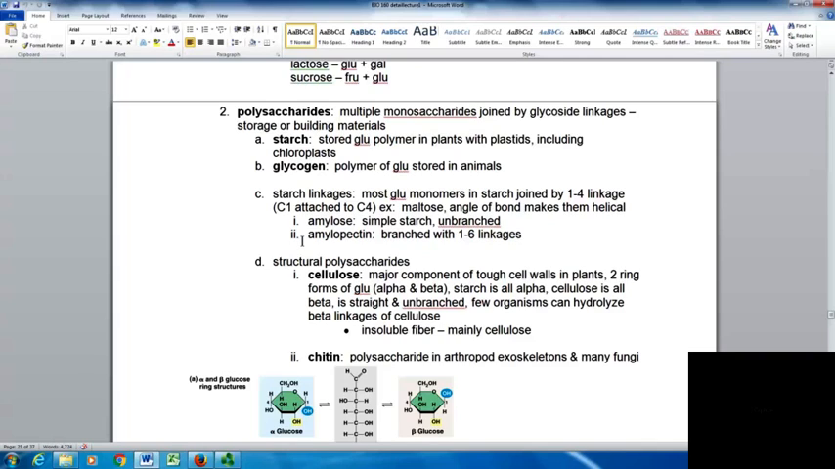So one place that you may see pectin is in fruit. We can also isolate pectin and use it in creating the stickiness that you see with jellies and jams.